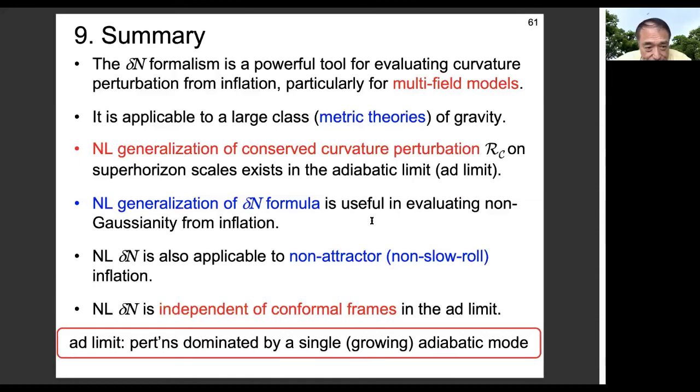And finally, I didn't really show, but I explained that actually delta n can be computed in any frame, independent of conformal frames. So that's, I think, the end, perhaps. Yes. Okay.